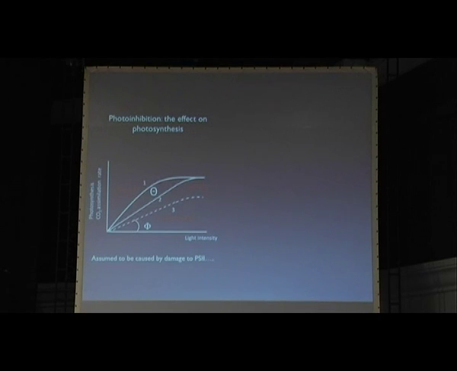So what's the effect of photoinhibition on photosynthesis? Well, I've drawn these three lines here. If we plot photosynthesis against light intensity, the ideal line is shown by number 1 here. A moderately photoinhibited leaf will see a reduction in the quantum yield. A severely inhibited leaf will see a reduction in both the light-saturated capacity and the quantum yield.